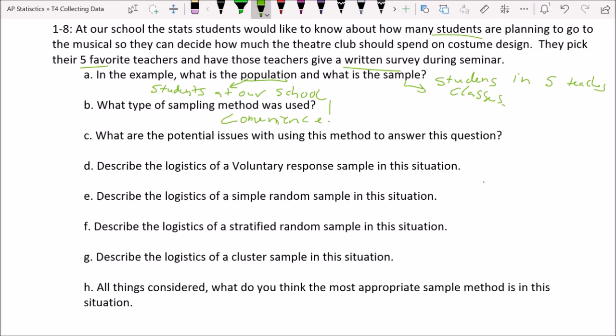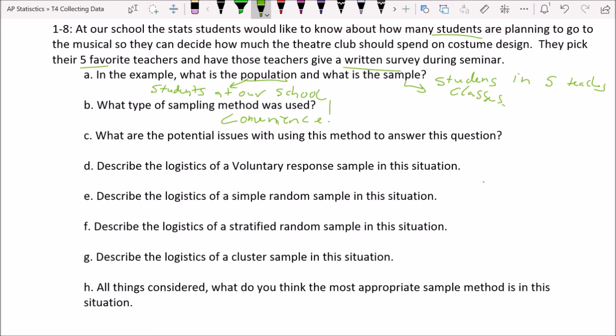Okay, if you pick your five favorite teachers, I wonder, maybe all five of your favorite teachers are math teachers because you love math so much. And so you end up with these students who are in math teachers' classes, and that could skew it in some way. It could be that your five favorite teachers all have seniors in their class. And so you get a bunch of seniors who answer this survey, and maybe because seniors are more independent, they have a job, they can afford to go to the musical, maybe they're more likely to go. That could introduce a bias. So those are just a couple potential issues.